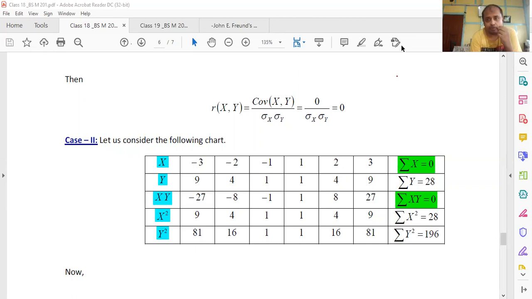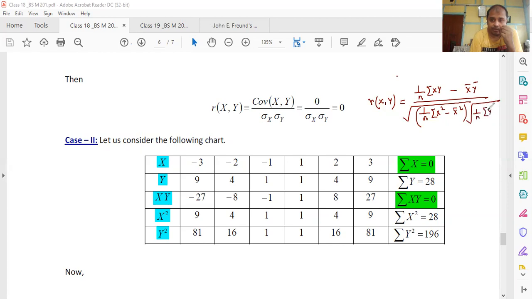if you use the computational formula of the correlation, then it is equal to 1 by n summation xy minus x bar y bar, divided by the square root of 1 by n summation x square minus x bar square, times the square root of 1 by n summation y square minus y bar square. So that is the formula. To calculate the correlation coefficient, we need this term, then this term, then this term. These terms are actually needed.